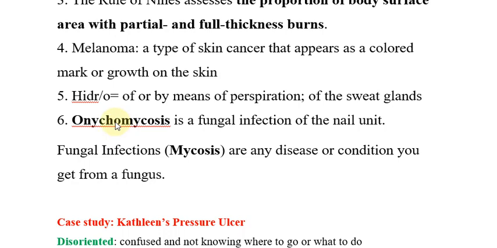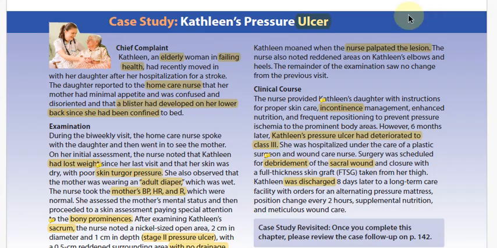And the last one, onychomycosis. Onychomycosis is a fungal infection of the nail unit. And here we have fungal infections or mycosis are any disease or condition you get from a fungus. You already know what fungus is. Okay, guys, good so far. Let's move on to the next section.